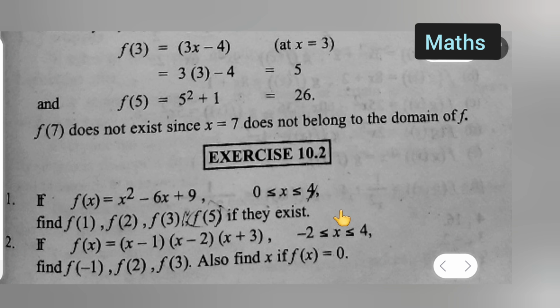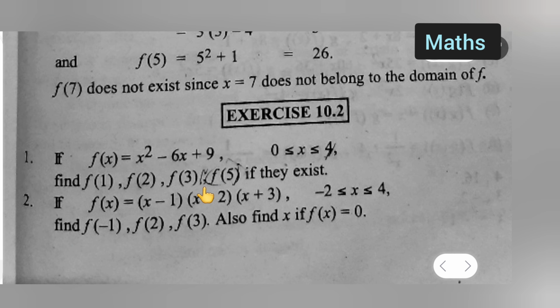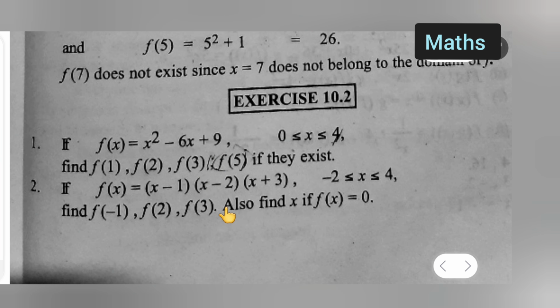So now next you all can solve this exercise 10.2 from here. You all can try all these two. Okay, and I hope you have understood this.